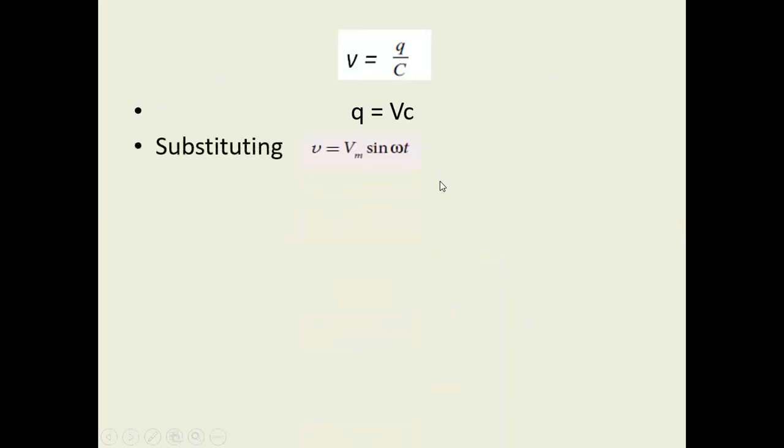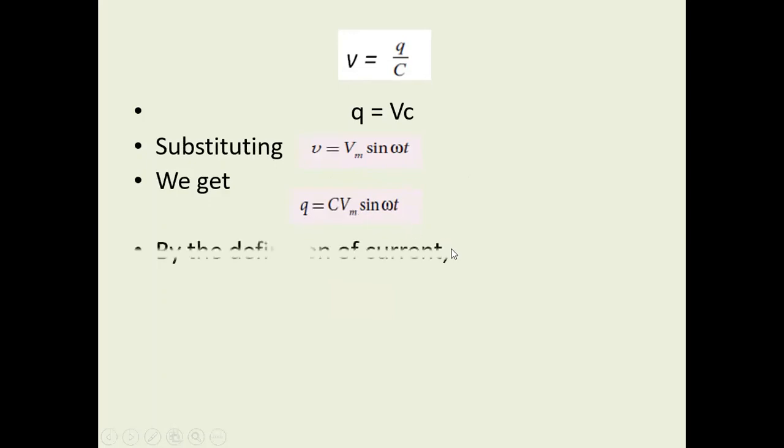Now I am going to substitute V is equal to Vm sin omega t, and we get Q is equal to C Vm sin omega t. Now by the definition of current we can write I is equal to dq by dt. Current is charge by time. For Q I am going to substitute, d by dt of C Vm sin omega t. So we can write C Vm outside and d by dt of sin omega t.